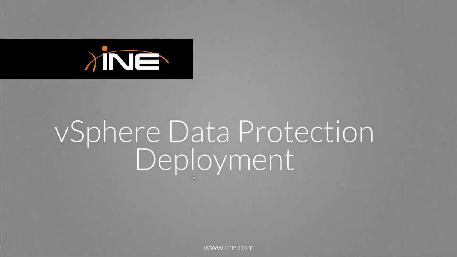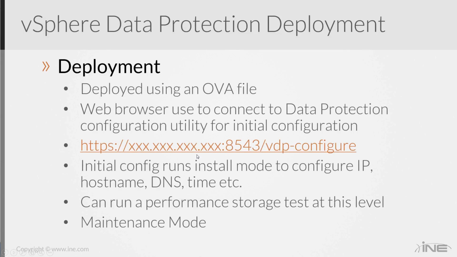vSphere data protection deployment. The vSphere data protection appliance is deployed using an OVF file. So once we deploy this, we'll need to connect over with the browser to the configuration utility. Here we'll perform our initial configuration on the appliance.